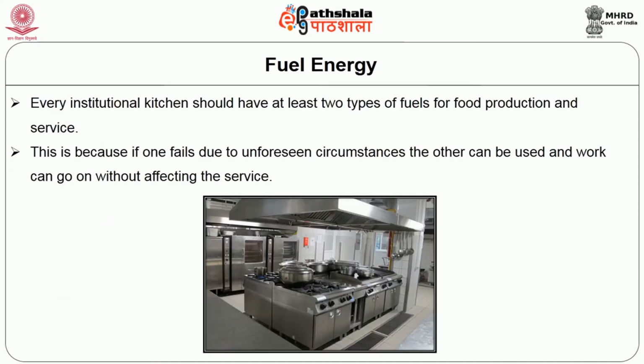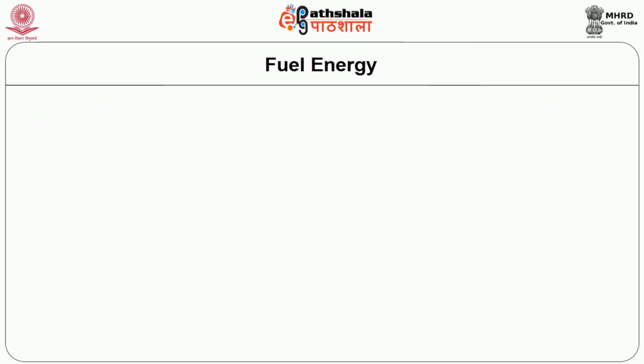Next is the fuel energy. Every institutional kitchen should have at least 2 types of fuels for food production and service. This is because if one fails due to unforeseen circumstances, the other can be used and work can go on without affecting the service. We'll see the types of fuels.